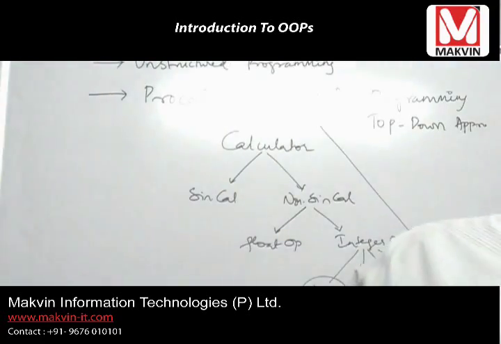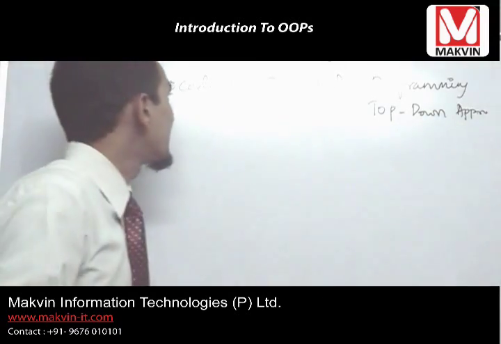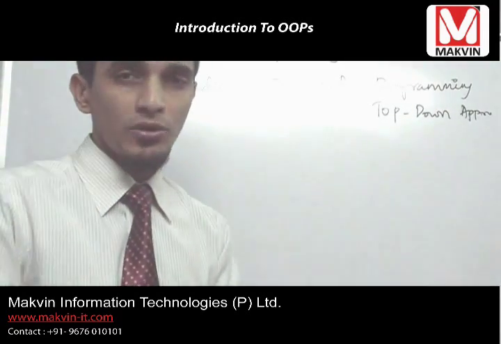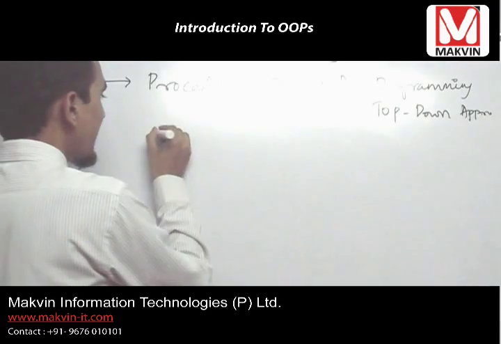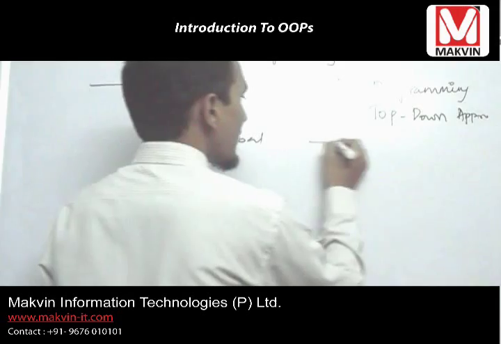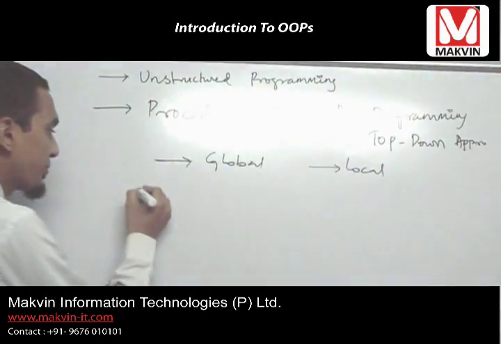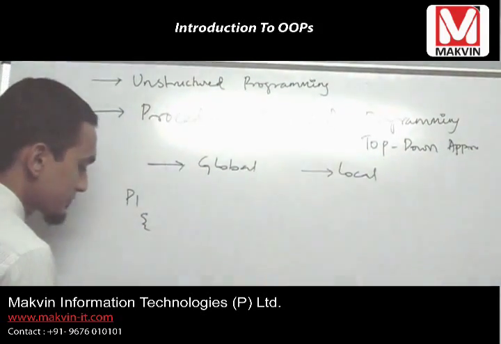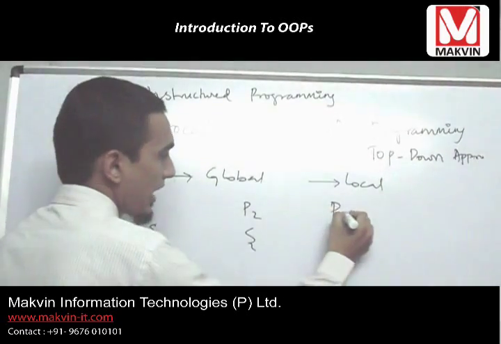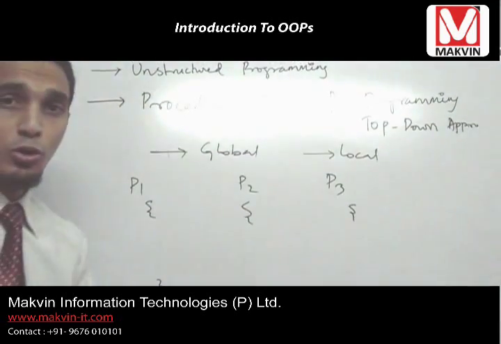And the major drawback is, if we see about the data in our procedural oriented programming language, we have only two concepts of data. What are those concepts? One is that data can be global and local. Now global means, for example, I have some procedures, procedure 1, procedure 2 and procedure 3. Now what are global variables?